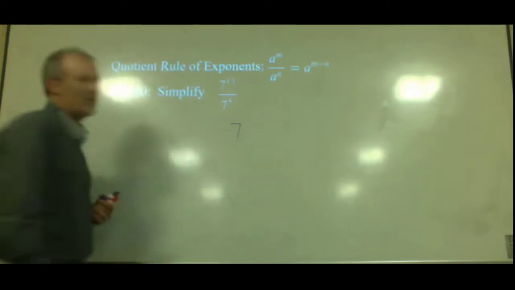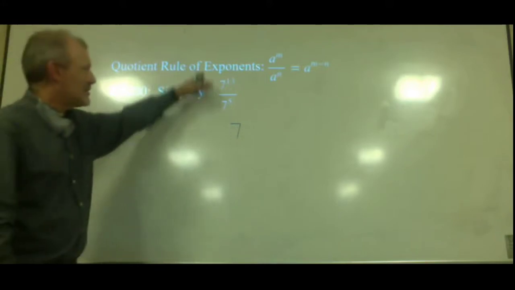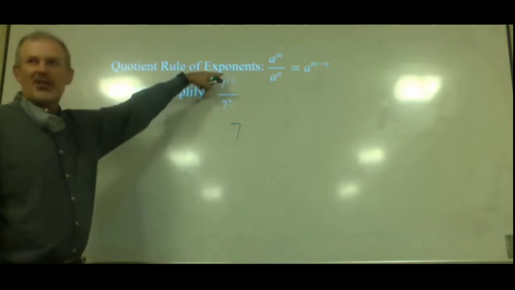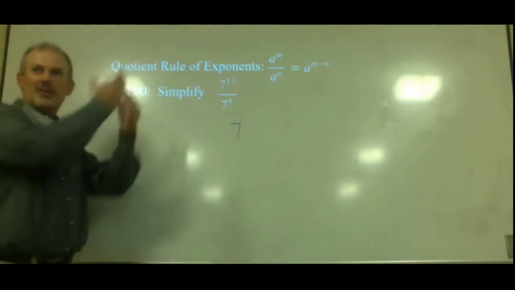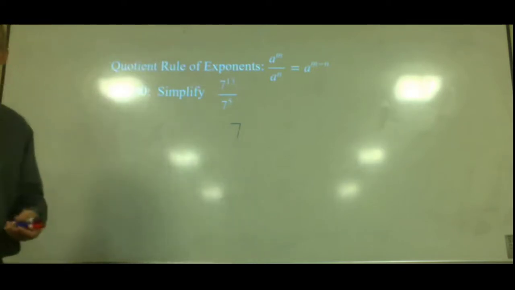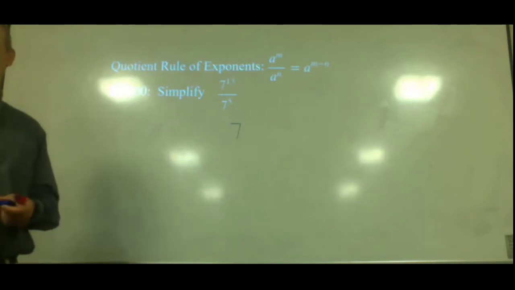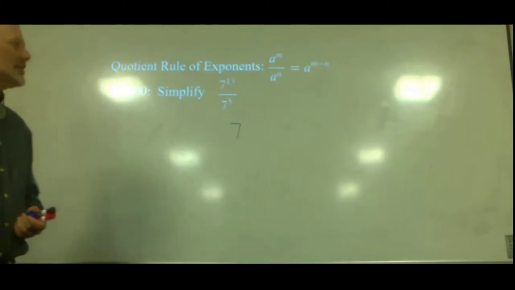So if we want this to be a base of 7, because they both have a base of 7, and I've got 13 7s on the top and 5 7s on the bottom, after I think about canceling them, or I think about using my subtraction rule, what am I going to end up with? 7 to what power? 8. 7 to the 8th power.